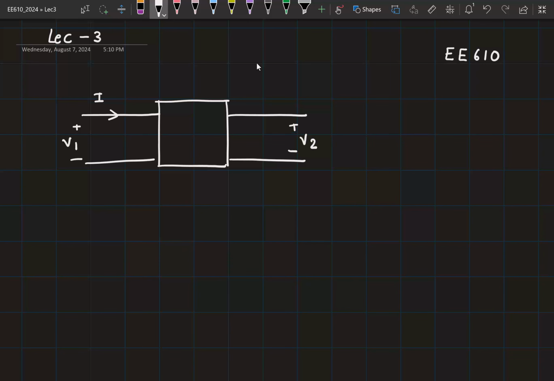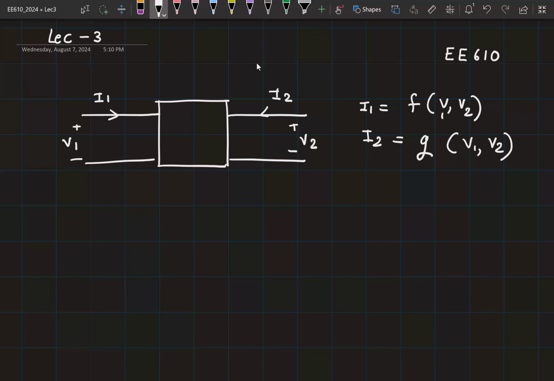We assume that the currents were I1 and I2. Then I1 is related to both V1 and V2 through some nonlinear function f. Similarly, I2 is related to both V1 and V2 through a different nonlinear function which we called g. Now, if I make a small change in V1 and correspondingly another small change in V2, then I expect to see some small changes in I1 and I2. Some incremental changes around the quiescent operating point.